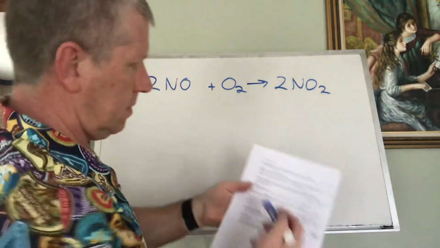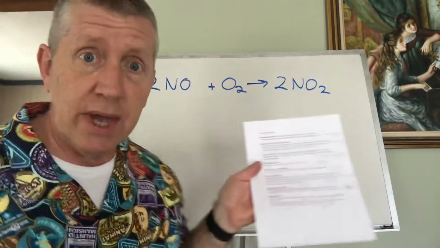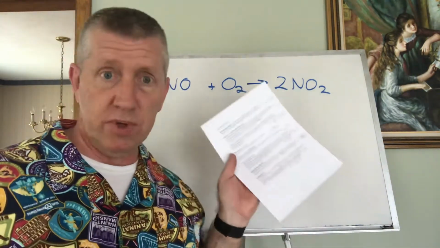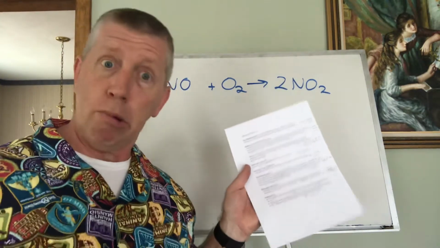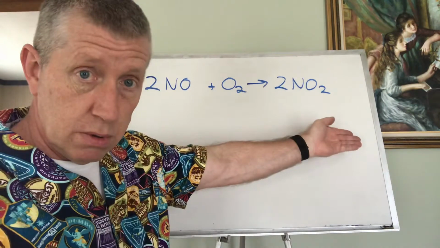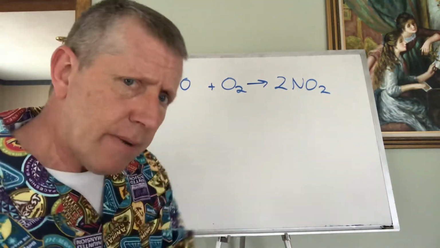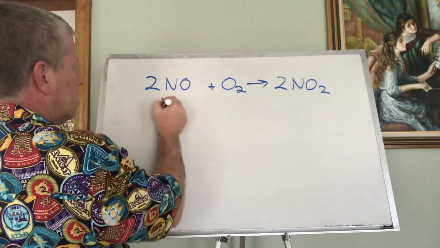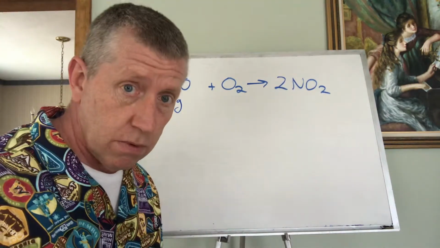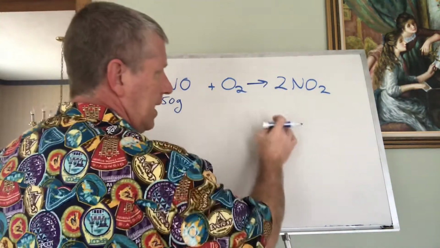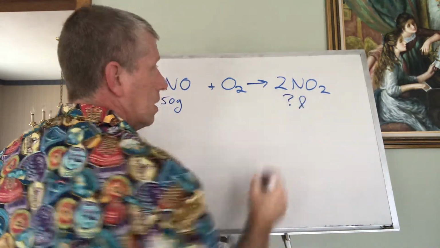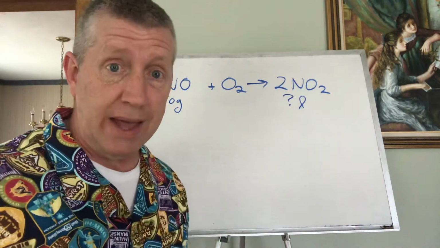Problem number 1. Gas stoichiometry. Must have something to do with gas. Must have something to do with stoichiometry. Oh, good name. This problem says, use the following equation, and given 50 grams of the nitrogen monoxide, how many liters of the nitrogen dioxide could you make?